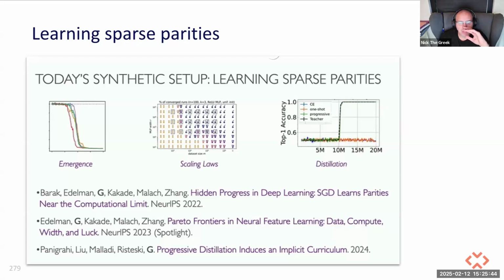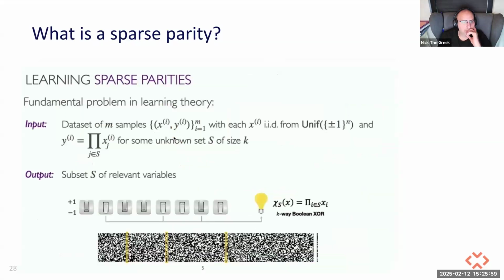It's kind of sudden. It's not growing linearly. Of course, there are papers that have disputed that, but let's not get into that debate. And distillation is another issue. Here is the mathematical problem of learning sparse parities. And the output is a subset of relevant variables.